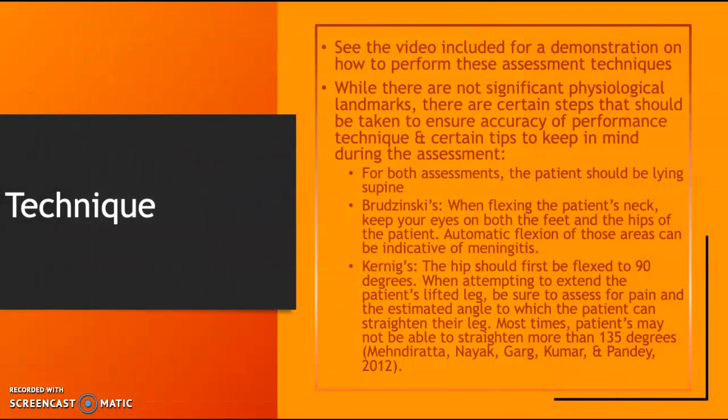So technique. Well, we just talked about the technique to perform it, but we'll talk about some tips and things. While there aren't really any physiological landmarks in performing these, because it's mainly with the legs for Koenig's sign and the neck for Brzezinski's, it's not that you have to assess at a specific area. There are certain things that you can do to ensure more accuracy and just some tips to help with the assessment. So as mentioned, for both of them in present day, we have the patients lying supine.